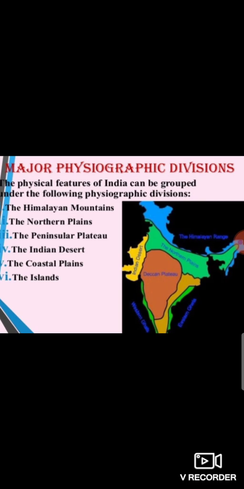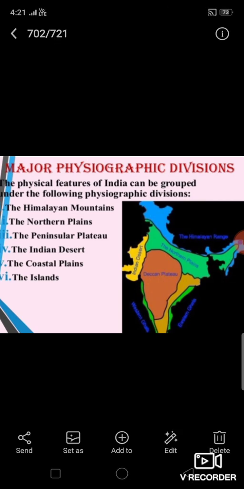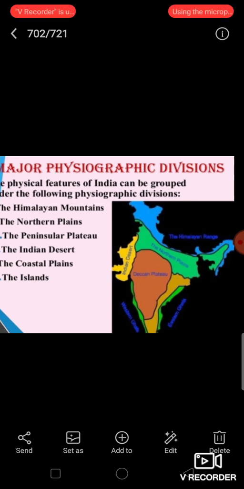Now, students, major physiographic divisions. The physical features of India can be grouped under the following physiographic divisions. First, the Himalayan mountains. Second, the northern plains. Third, the peninsular plateau. Fourth, the Indian desert. Fifth, the coastal plains. And sixth, the islands. Now, students, I will explain to you the Himalayan mountains.